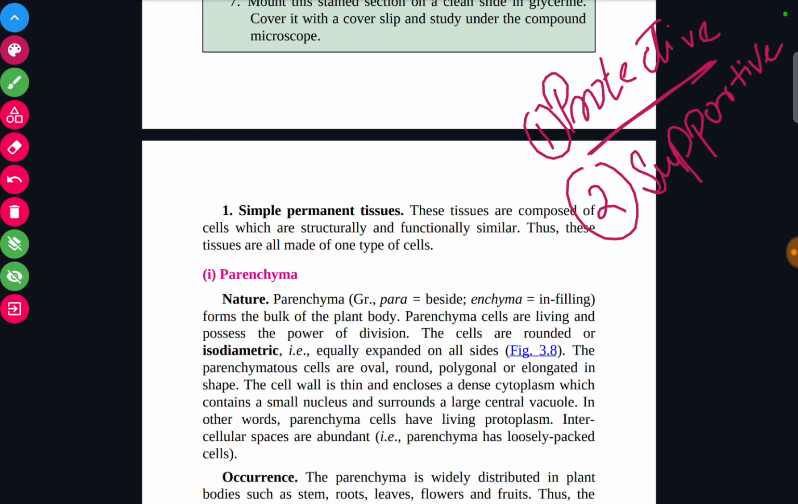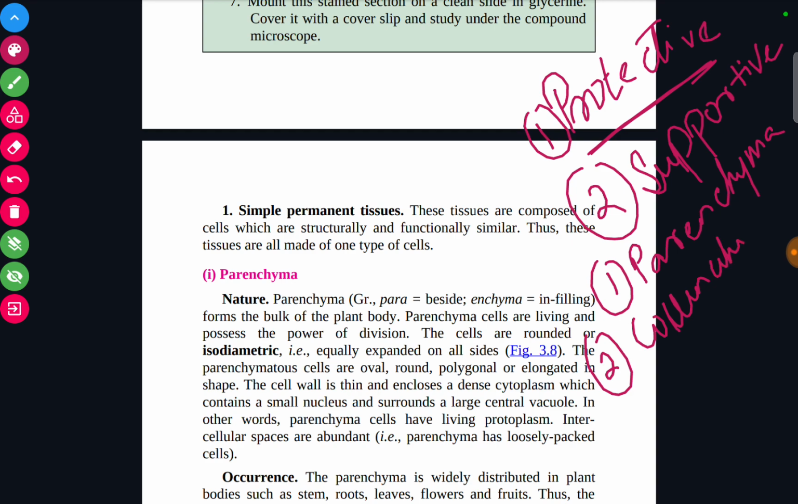So this supportive tissue, what does it do? It has mainly three categories. One is the parenchyma, it has the collenchyma, and the third one is the sclerenchyma.